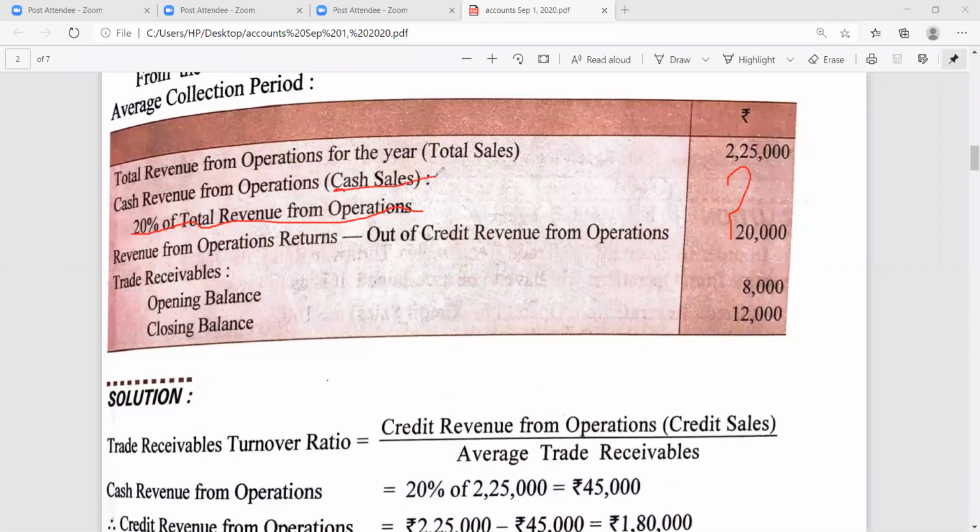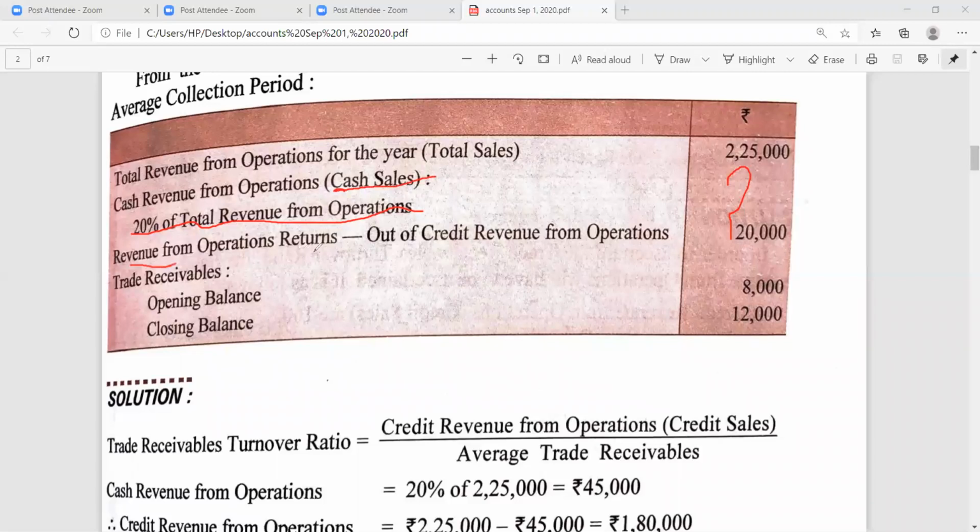In the previous question, the actual amount was given to you. You had to just deduct the cash sale out of your total sale and you would get the credit sale. Now in this question, first of all, the cash sale is to be calculated. After that, the credit sale can be calculated. And one thing more is also given over here. Let's read it and highlight.